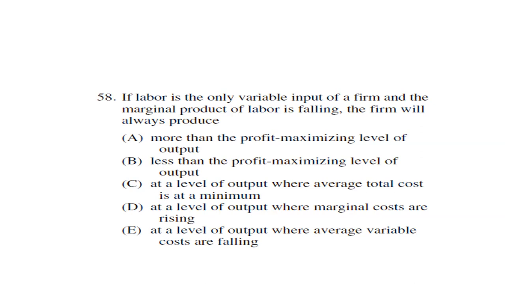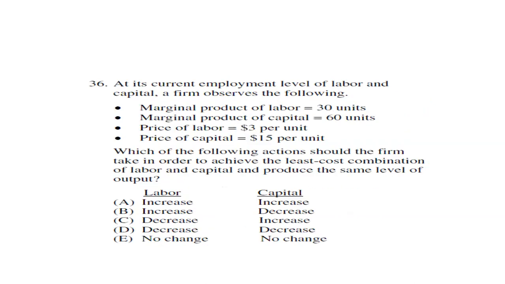That's question 58. So usually that's supposed to be hard. All right. At its current employment level of labor and capital, the firm observes the following. Give you a minute to work it out. You got the formula. Come on. Oh, yeah. I got it. Light bulb.